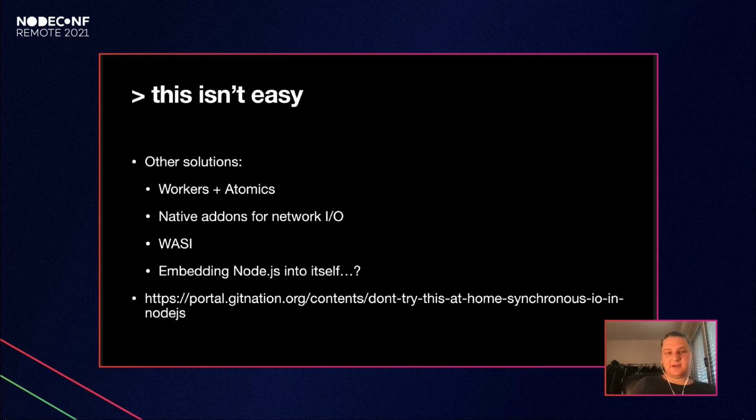I actually gave a talk about this problem, specifically about the synchronous I/O problem in Node.js, earlier this year. There are a couple of other solutions that are not what we want, for reasons, but that generally allow you to do synchronous I/O in Node.js. The most popular one, I guess, would be using workers together with atomics, which allow you to wait for an operation to happen in a worker synchronously. All right.